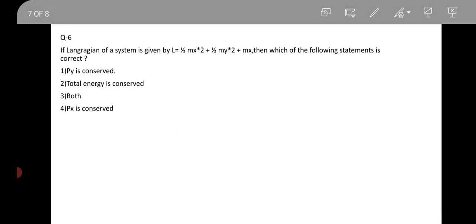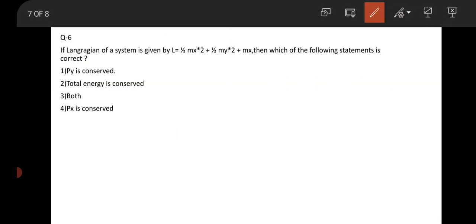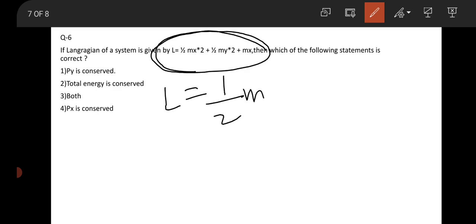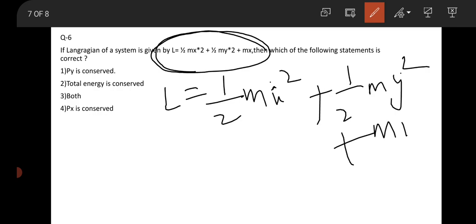The next question is all about classical mechanics. The question is from Lagrangian mechanics. The given Lagrangian is equal to 1 by 2 m x dot square plus 1 by 2 m y dot square plus m x. Then which of the following statements is correct? दोस्तों, ऐसा टाइप बहुत क्वेश्चन आएगा बार साइंटिस्टिक एग्जाम में कि which of the following statements is correct. So we have to analyze all the statements.